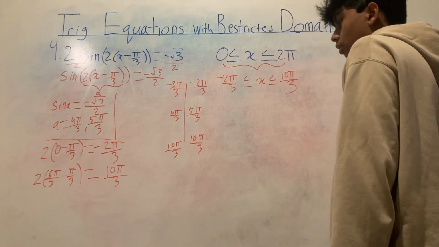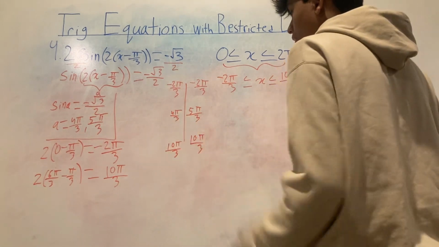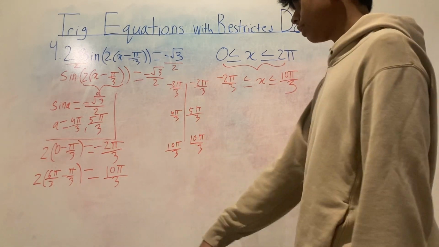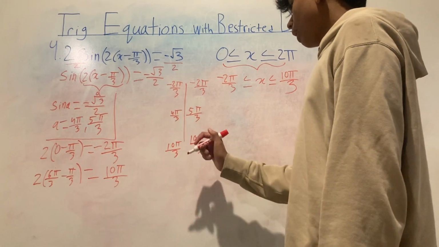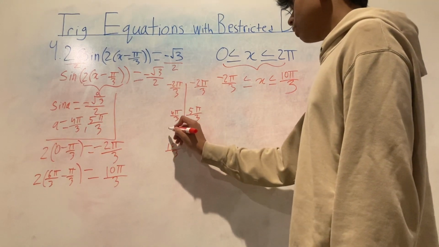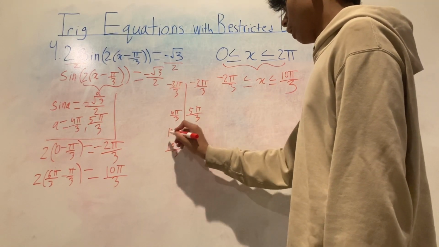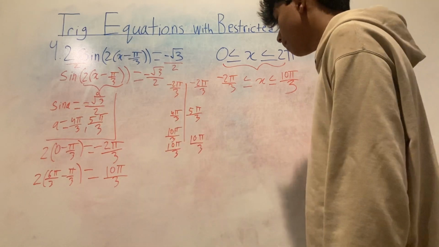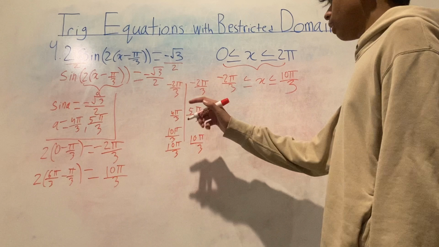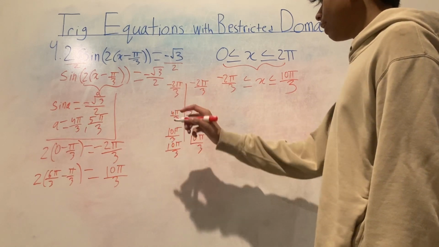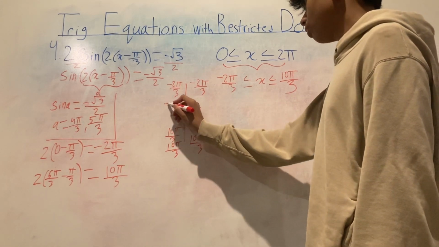Okay, so let's add 2 pi to 4 pi over 3. 2 pi is 6 pi over 3. So 4 pi over 3 plus 6 pi over 3 is 10 pi over 3. And that is in the domain. And now if we subtract 4 pi over 3 from 2 pi, we're going to get negative 2 pi over 3, which is also in the domain.